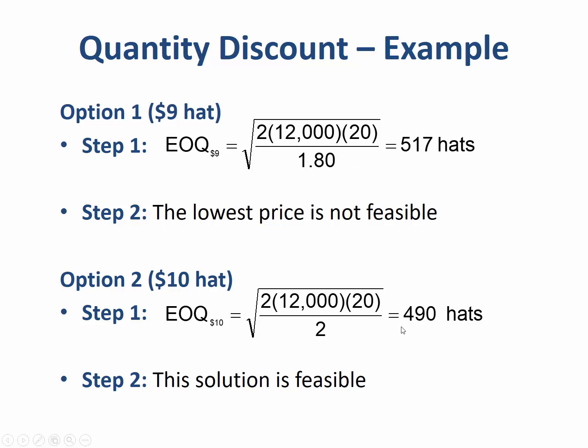This is our new EOQ quantity here, 490 hats. Again, I'm asking the question, if I wanted to purchase 490 hats, would I qualify for the $10 price? And the answer here is yes, I would, because the condition to get the $10 hat was to buy quantities of 300 or more. So at 490, we're fine. So this solution is feasible.